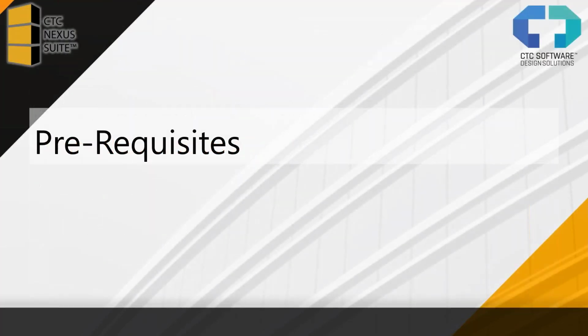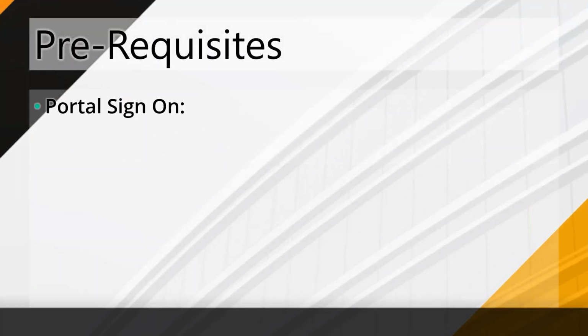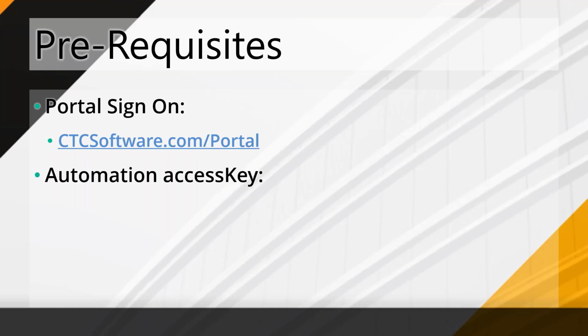In all cases, no matter what, there are some prerequisites for these APIs that you need to use. We've talked in the past about a reporting API, and it had some prerequisites. This one also has a few prerequisites. We just want to make sure that you're aware of these so you can plan accordingly. So for these prerequisites, first off, of course, you have to be able to sign into the actual portal and use CTC Software's tools and use that environment. This does all interact with our online system. And so you'll need to be able to sign in at ctcsoftware.com/portal. You will need an automation access key.